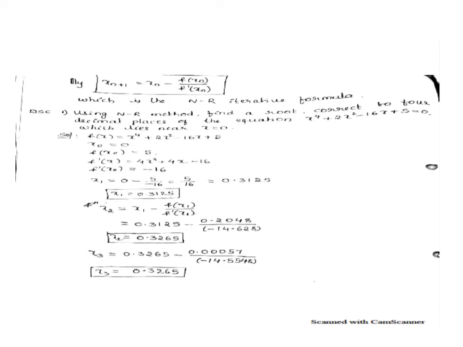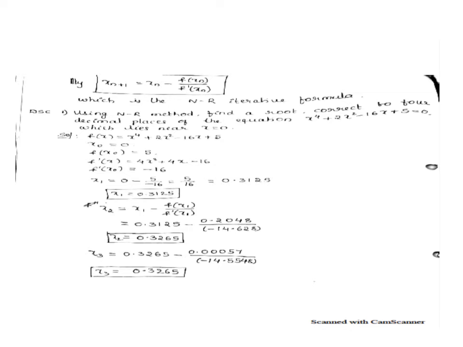Hence now we use these values in the formula, and the first iteration is given by x1 equals x naught minus f of x naught divided by f dash of x naught, that is x naught 0 minus f of x naught 5 divided by f dash of x naught minus 16. So 0 minus of minus is plus 5 by 16, and the value is 0.3125. Therefore x1 obtained is 0.3125.